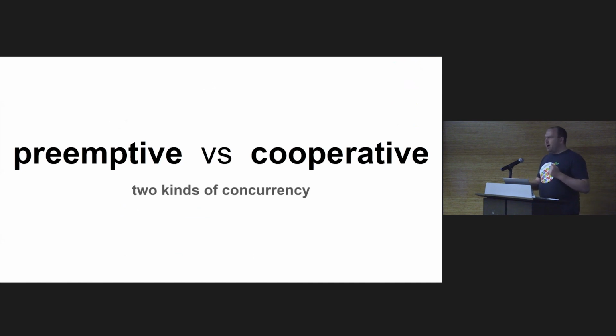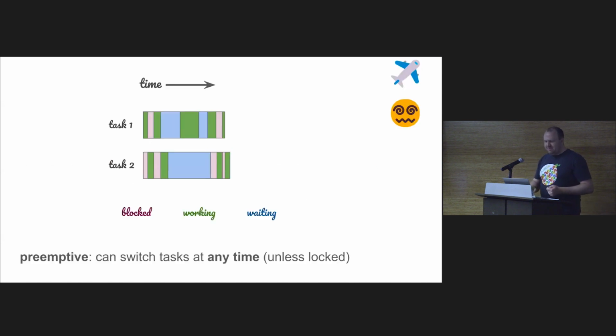And then there are two kinds of concurrency we can have. One is preemptive and the other is cooperative. Who's heard of these terms before? Several people. You guys are awesome.